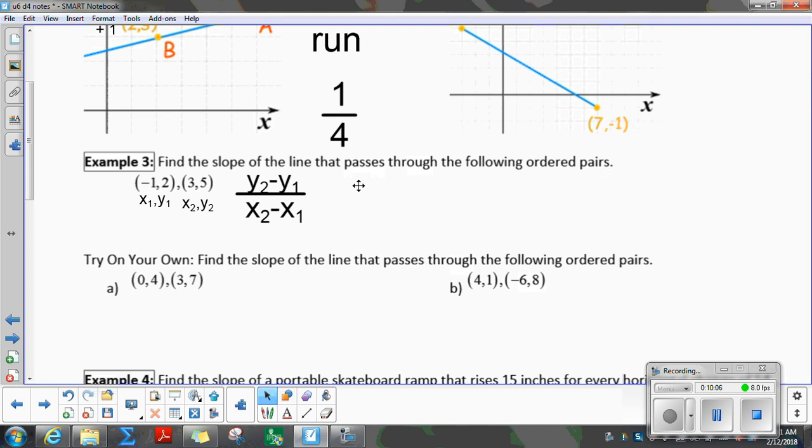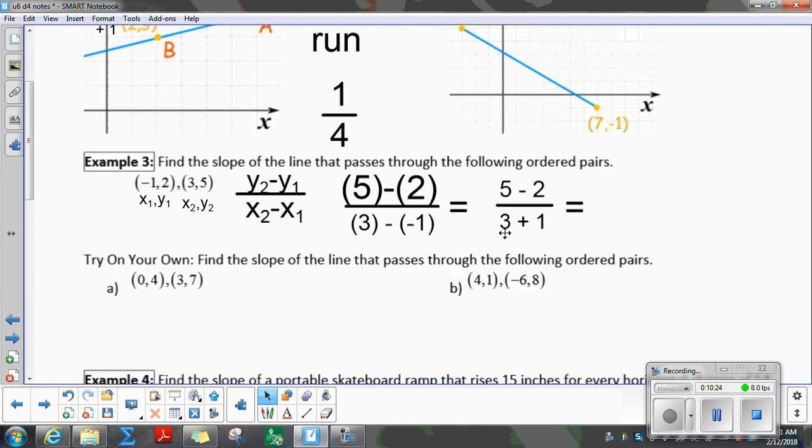So y2 was 5 minus y1, which is 2. x2 was 3 minus whatever x1 was, which is negative 1. Okay? Notice how everything's in parentheses. That way I don't mess up on these negatives. These double negatives actually turn into a positive, meaning I have 3 plus 1. So 5 minus 2 is 3, and 3 plus 1 is 4. 3/4 is what I get for my slope. I don't need to simplify it, so that is my answer.